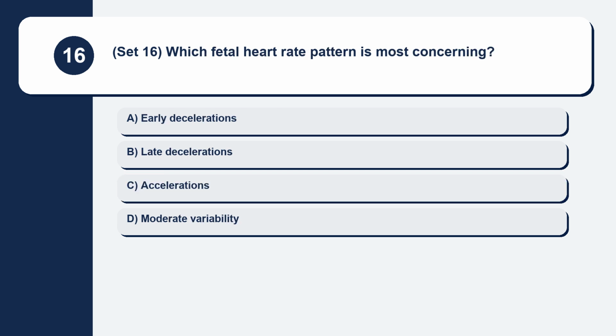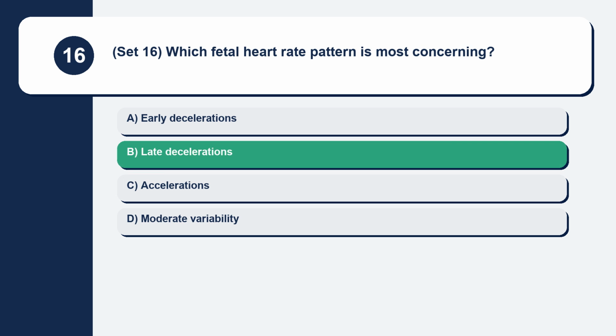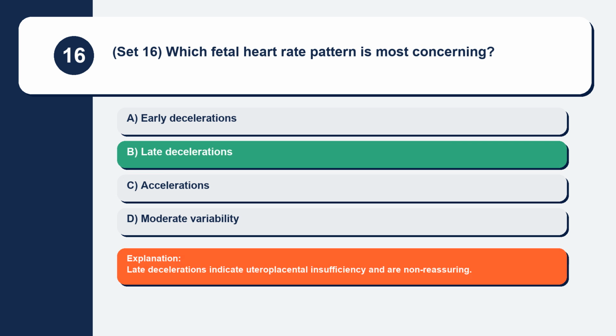Question 16. Set 16. Which fetal heart rate pattern is most concerning? Early decelerations, late decelerations, accelerations, moderate variability. Late decelerations indicate uteroplacental insufficiency and are non-reassuring.